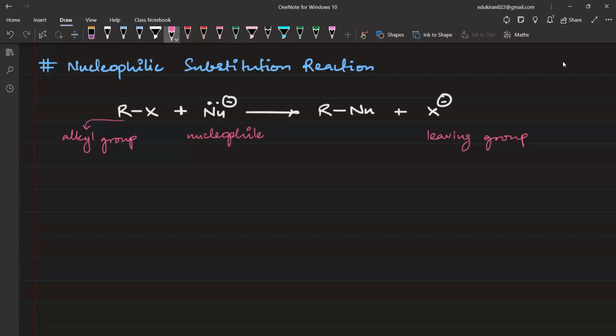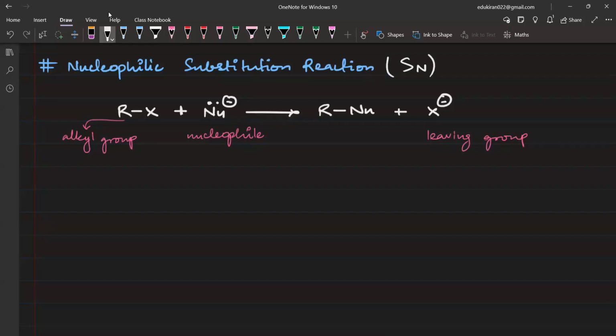There are a few important things that you have to learn in this nucleophilic substitution reaction. First, you have to remember the reaction, and the terms: this nucleophile, which is the incoming electron rich species, and the X that goes out, known as the leaving group. Another thing to remember is the factors that affect the nucleophilic substitution reaction. And then the main thing, the types of nucleophilic substitution. Nucleophilic substitution is called SN.